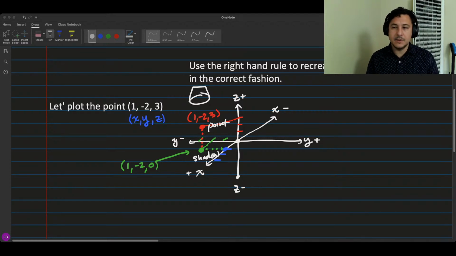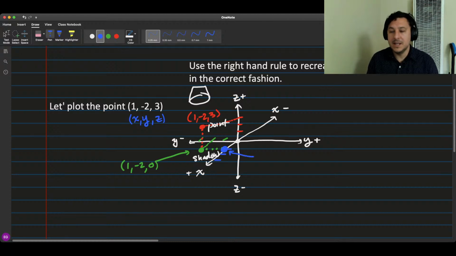How did I get 0 to be my z if I did not move 1 down? What does that mean? Oh, okay, you're talking about this blue dot right here? That blue dot has moved 1 in the x direction, 0 in the y, and 0 in the z.